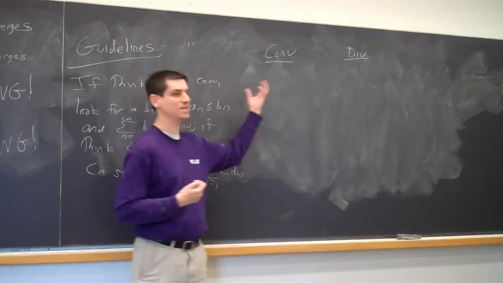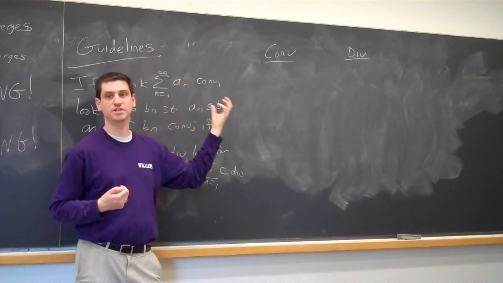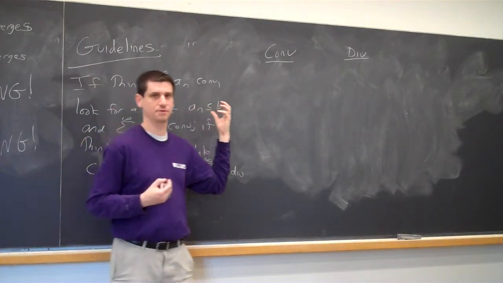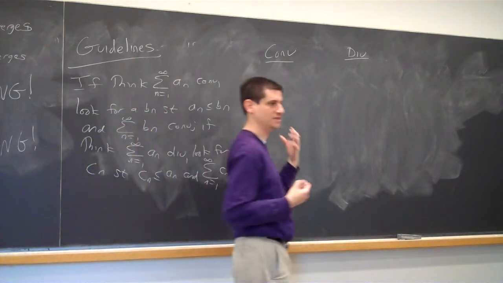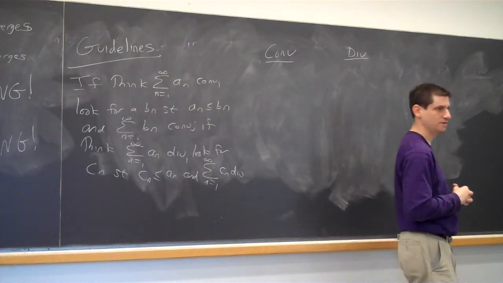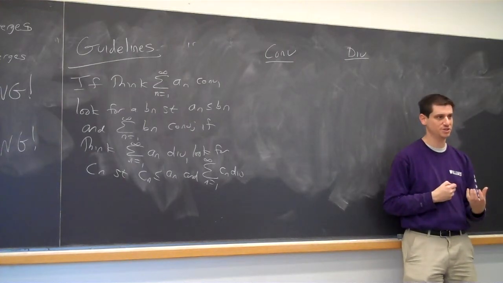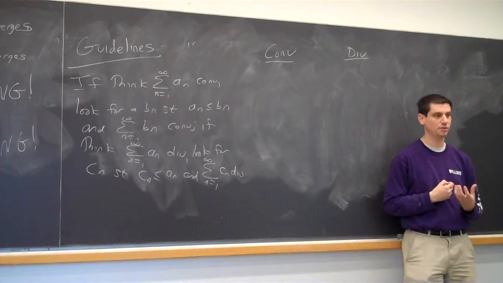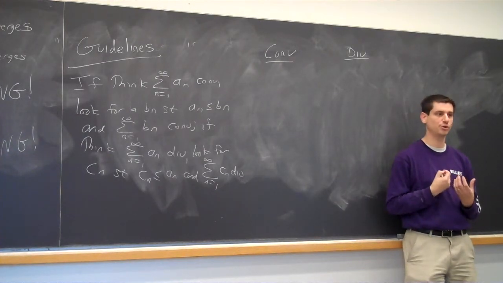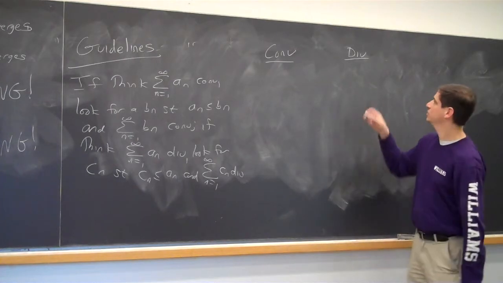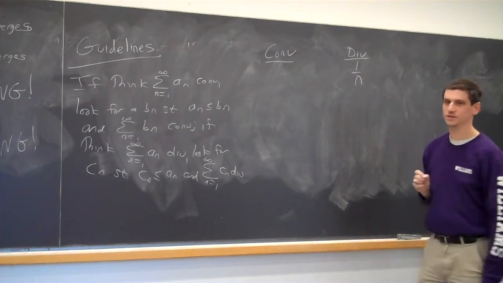Alright, can somebody give me an example of a series that converges? 1 over n. Does that converge? The individual terms converge to 0. The sequence is converging to 0. 1 over n squared. So what about the sum of 1 over n? So what do we know about the sum of 1 over n? It diverges. Yeah. It diverges. So that goes on our list of diverges.